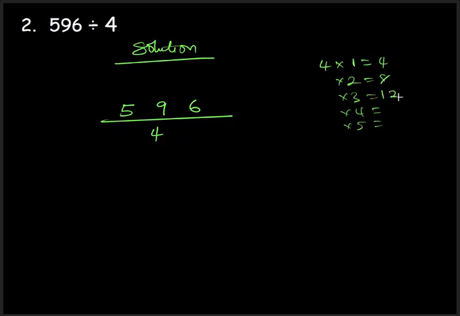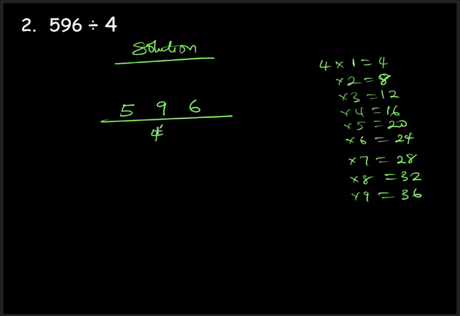4 times 3, 12; 4 times 4, 16; times 5, 20; times 6, 24; times 7, 28; times 8, 32; times 9. Now this should be enough. 4 into 4, 1. 4 into 5. Do we have 5 here? No. What is before the 5? It is 4. So how many times? 1 time. Please, we need to know the number of times. That's what you put up here, just like we did in long division.